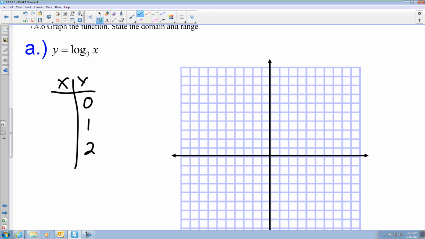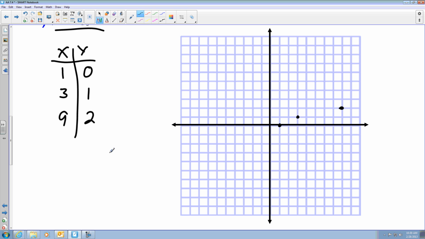And what we can do is rewrite this in standard form. So if we're going to write this in standard form, this would become 3^y = x. So if my y was 0, my x would be 1. If my y was 1, my x would be 3. And if my y was 2, my x would be 9. So I'm going to plot these points. I got (1, 0), (3, 1), and (9, 2).